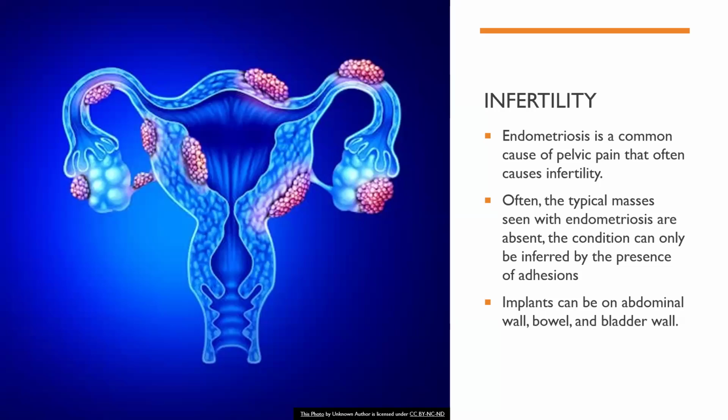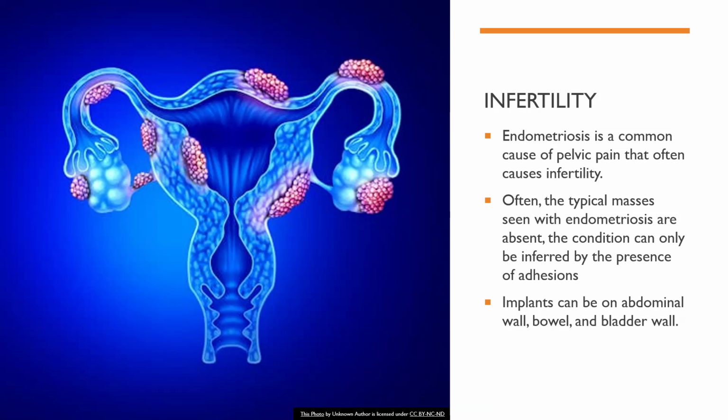Infertility can also occur. It's not necessarily a reason why a person would have chronic pelvic pain, but with chronic pelvic pain, you can have infertility because endometriosis is a really common cause of pain, and it also is a cause of infertility. Often the typical masses seen with endometriosis are absent because they're more like implants that are very difficult to see on sonography.